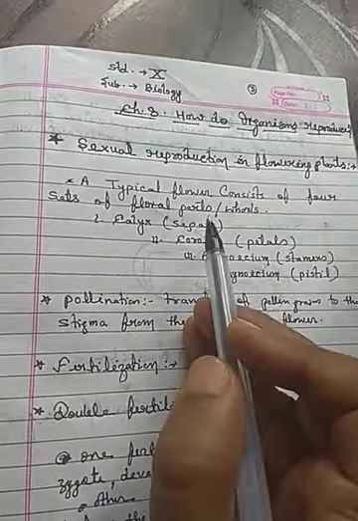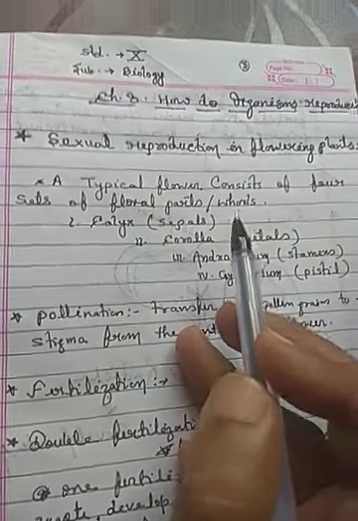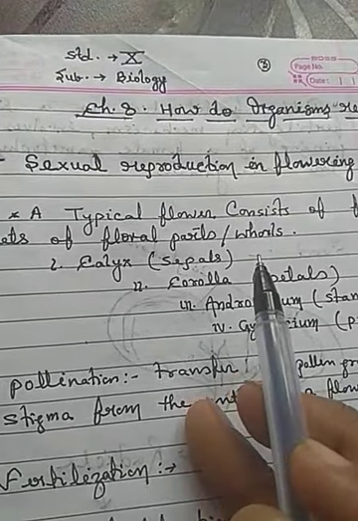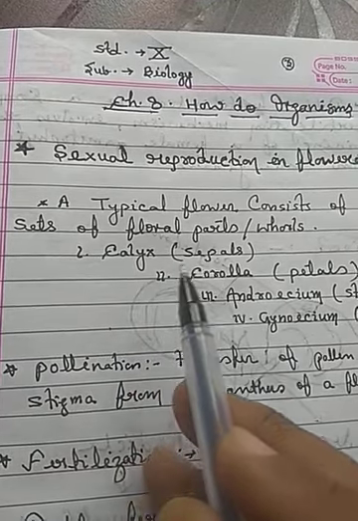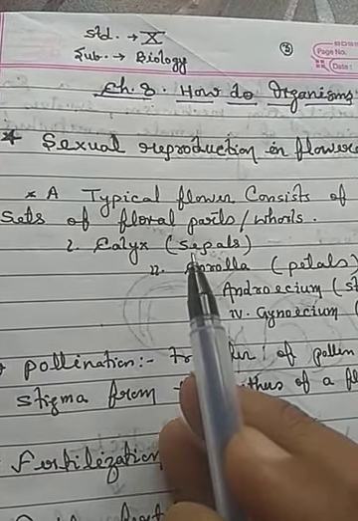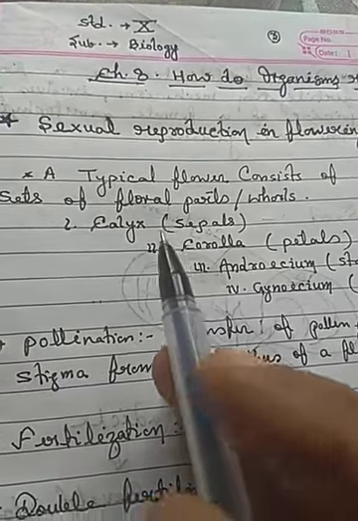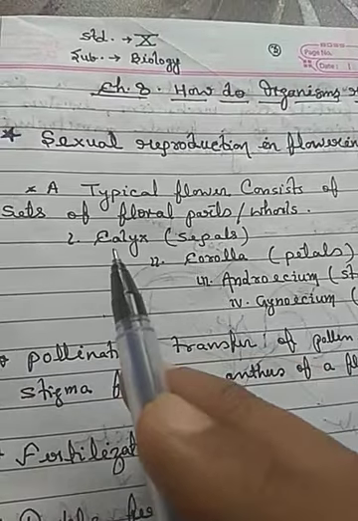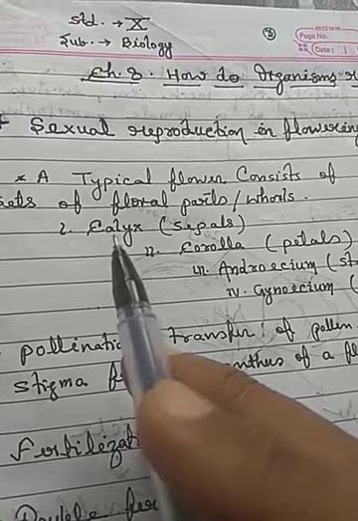A typical flower consists of 4 sets of floral parts, or whorls. These are 4 parts. The floral parts are also called whorls. First is called the calyx. The lower part of the flower, which is green in color, is called sepals, and many sepals combined form the calyx, and they also support the buds and flowers.